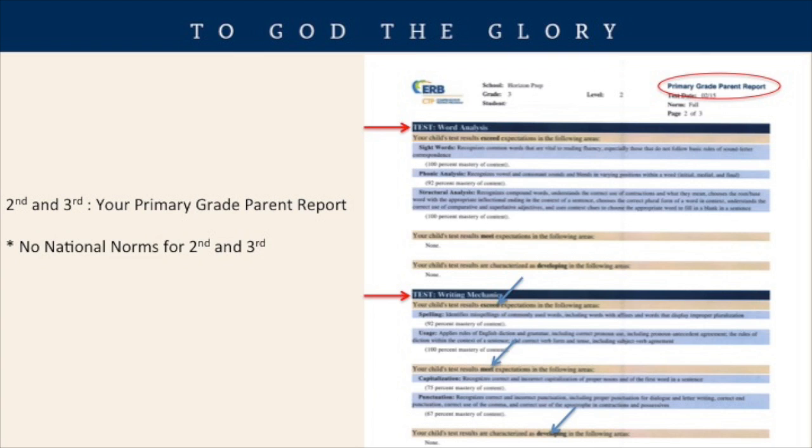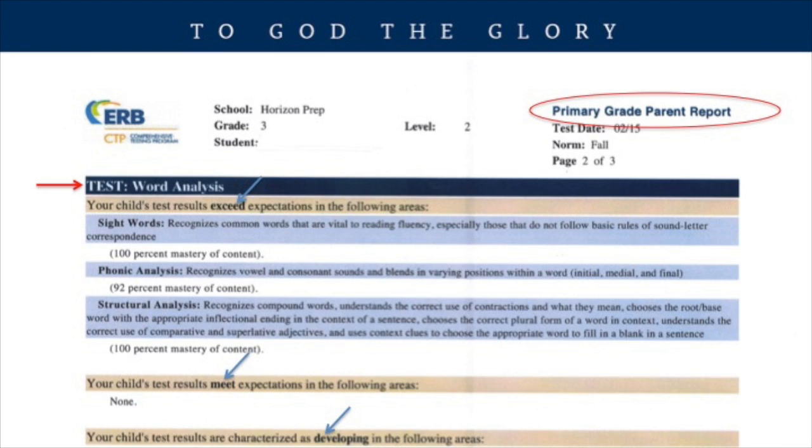The Primary Grade Parent Report is a summary report that's narrative in form. If you look at the red circle, that'll tell you the title of the report. The red arrows are for each test, so each main test section. For example, this page shows word analysis. Please note that with the primary, second, and third grades, there are no national norms. This is different from the Iowa, and thus they're much more narrative in form.